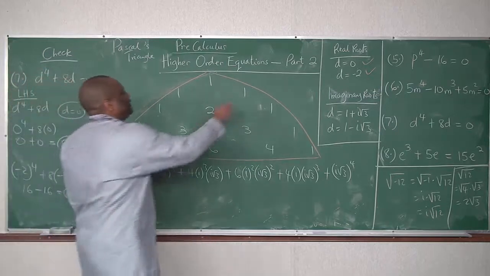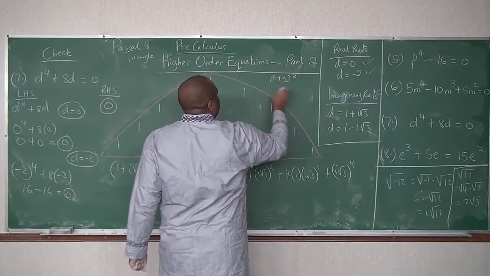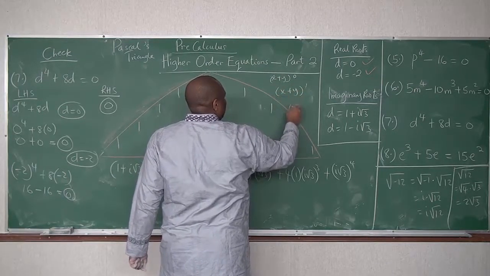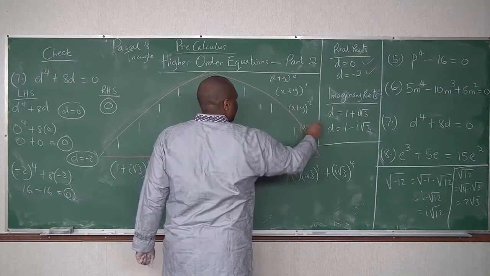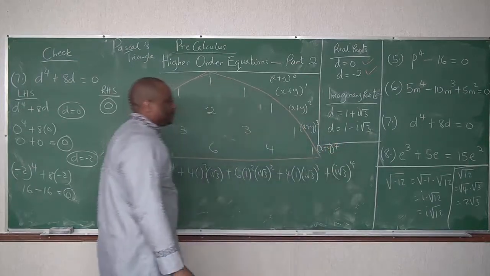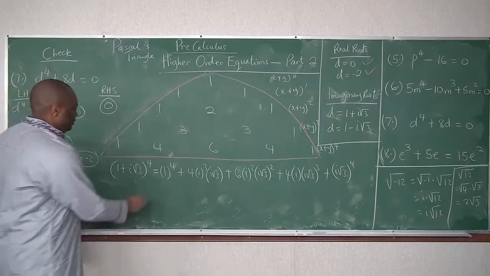This is x plus y raised to power 0. These are the coefficients. This is x plus y raised to power 1, this is x plus y raised to power 2, this is x plus y raised to power 3, and this is x plus y raised to power 4. So that's what I used to do this.